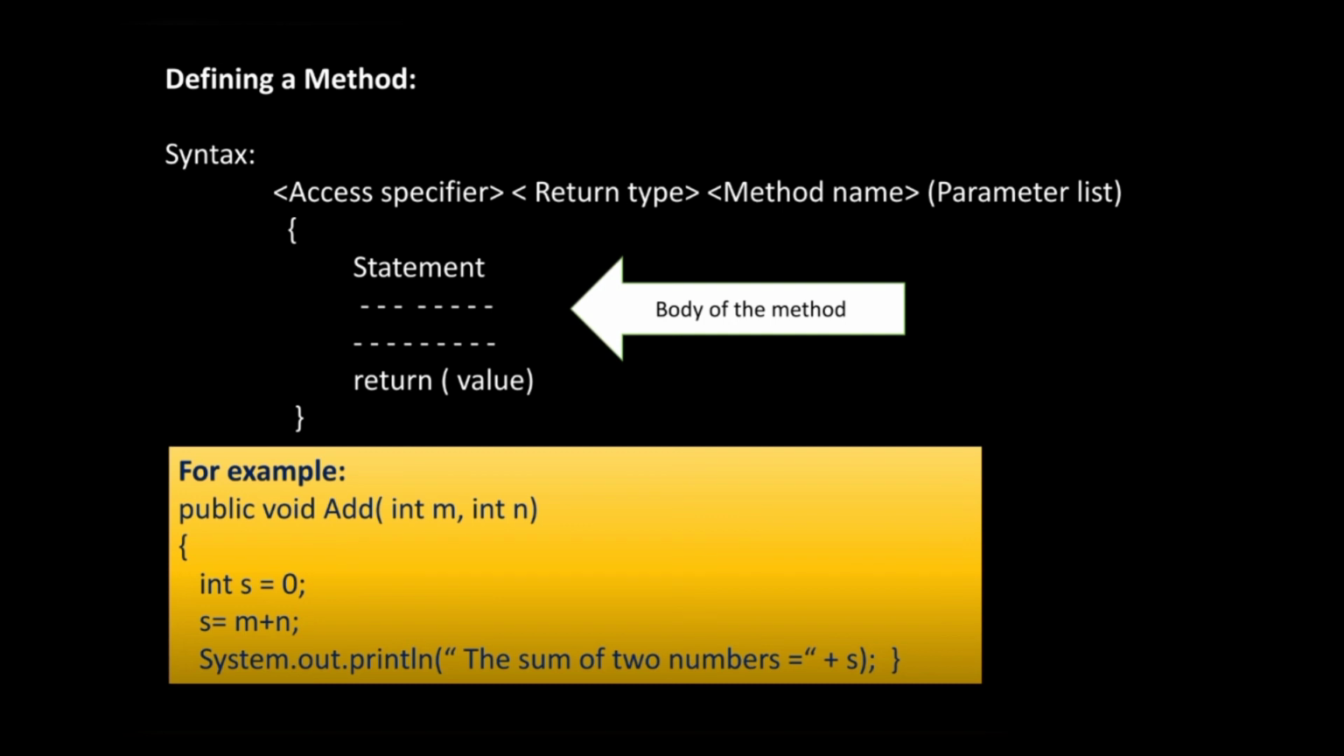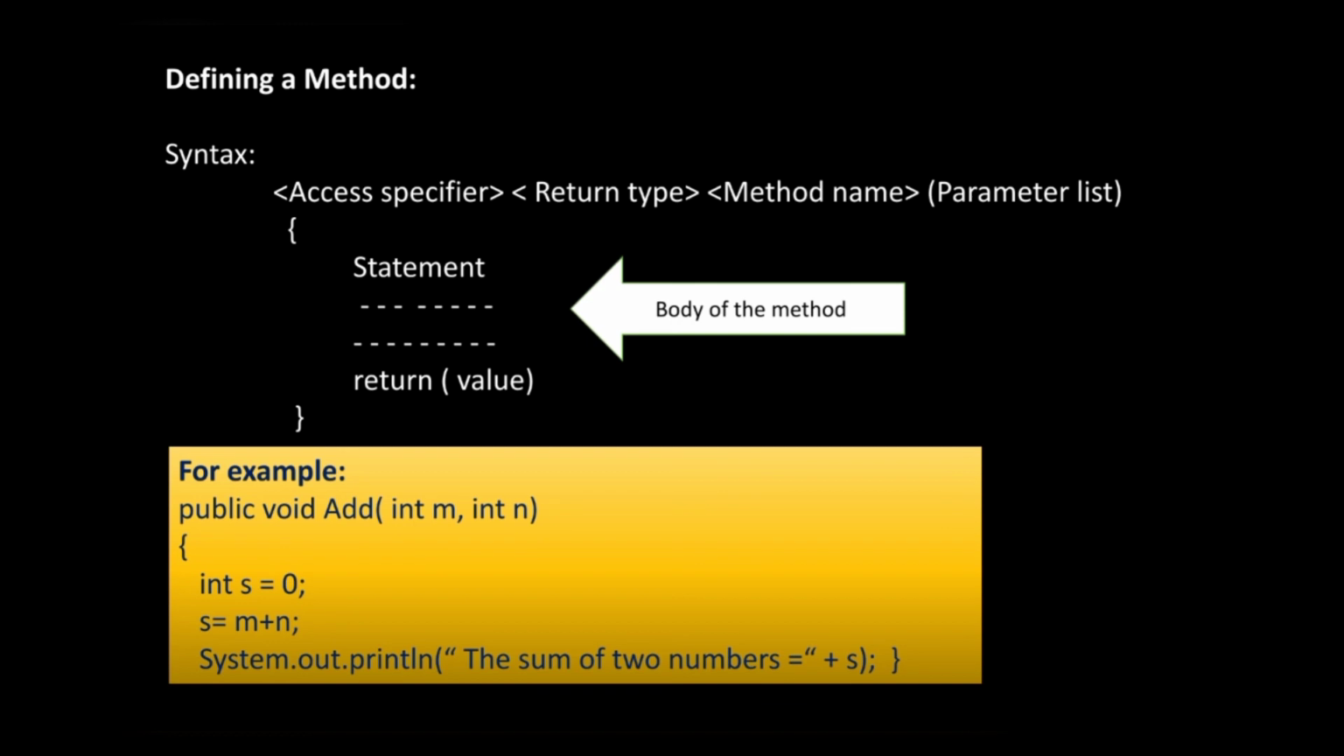Function name. It is concerned with the name of a method. For example, it is here add. Parameter list. It is a list of variables with their respective data types required by the function for internal computation passed during method call. For example, int m, int n.